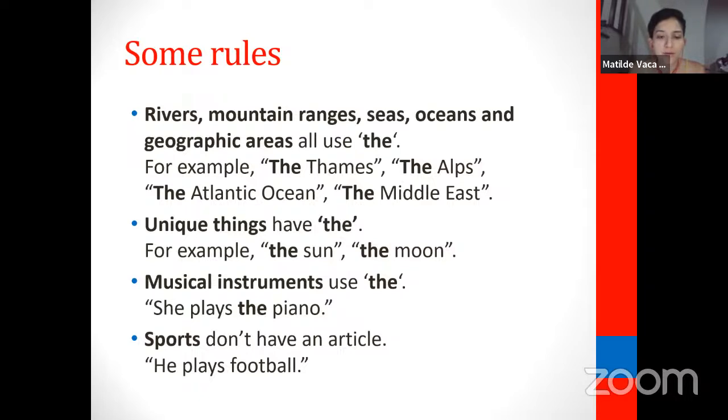Unique things have the, for example, the sun, the moon. Musical instruments use the. She plays the piano. Sports don't have an article. He plays football. Thank you very much. Right. So these are rules. Perhaps it's obvious because sometimes this the is part of the name that these places have, but it's following the same idea of there being something definite or unique. Let's go to the next part.